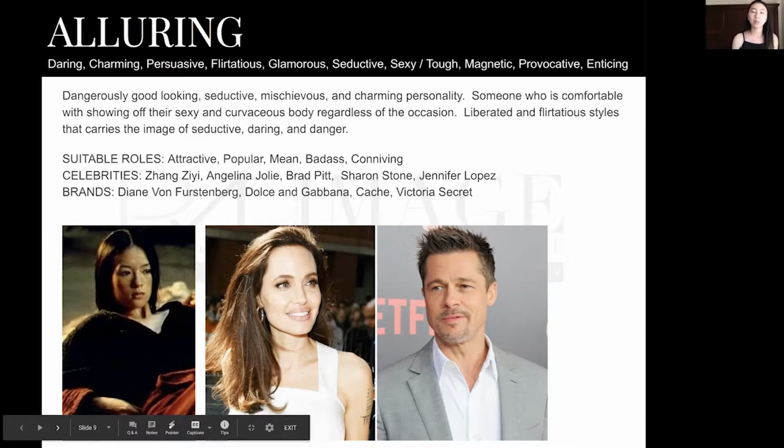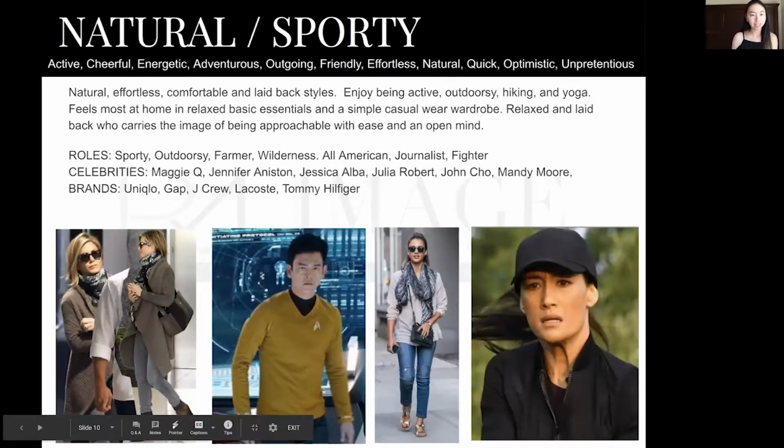And last is going to be natural or sporty. This is going to be natural, effortless, comfortable, laid-back styles. They enjoy being outdoors, active, hiking, and yoga. They feel most at home in their relaxed basic essentials and have simple casual wear wardrobe. They're relaxed, and they carry an image of being approachable with an ease and open mind.